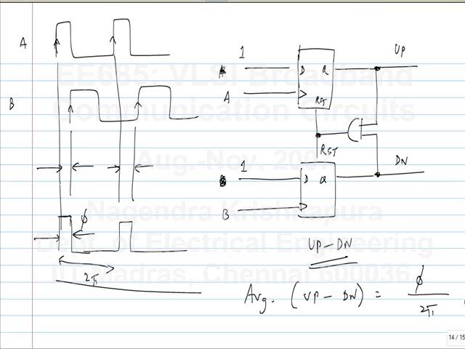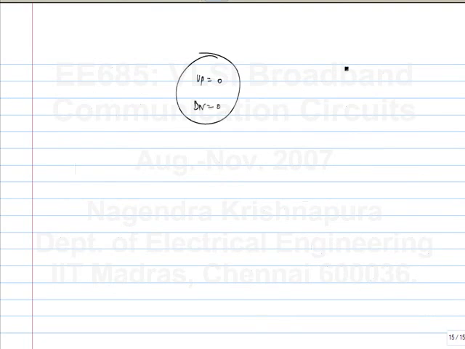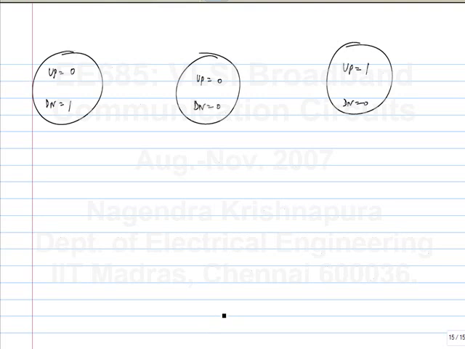How many states are there? How many flip flops are here? 2. So how many states should be there? 4. Why? We can't have both A and B. Yeah, so if up and down are simultaneously high, it will get reset. So that state is as good as not being there. Okay. So there are 3 states. So this is one of the states, this is the other state, this is the other state. There are potentially transitions between every state and every other state, okay.